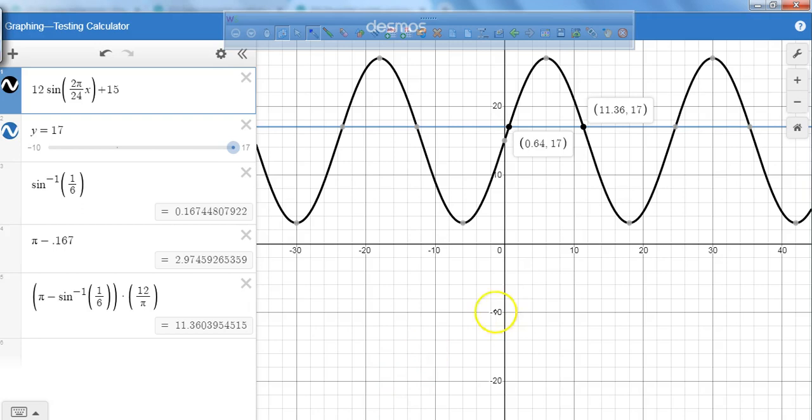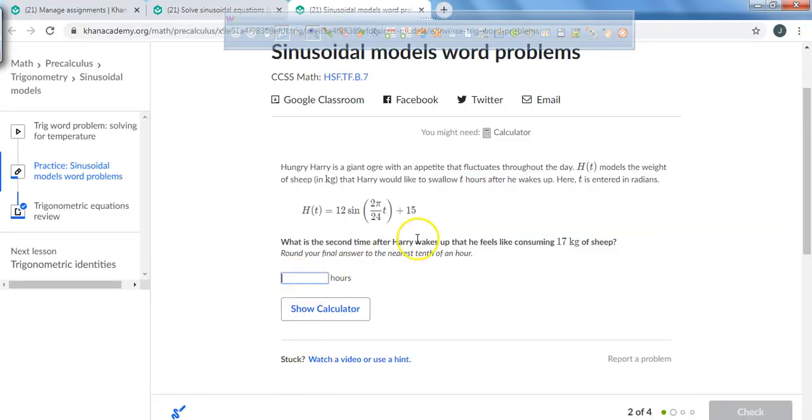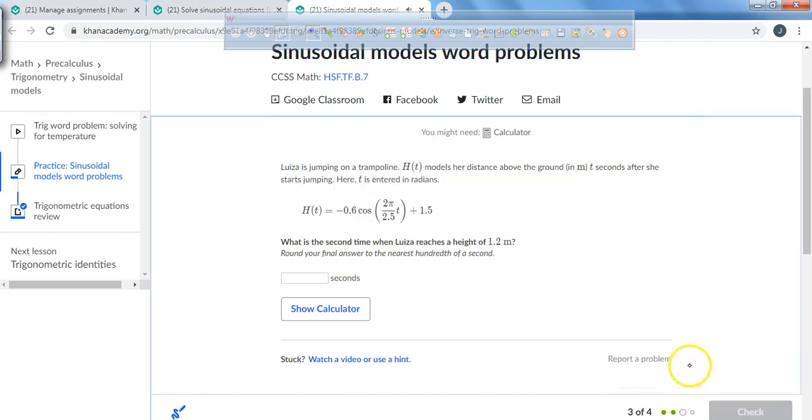So the nearest tenth of an hour, 11.4. And that's what I'm going to type in here, 11.4. Cross my fingers, hope to die. Yay! Didn't die, good. Alright, let's go on to the next problem.